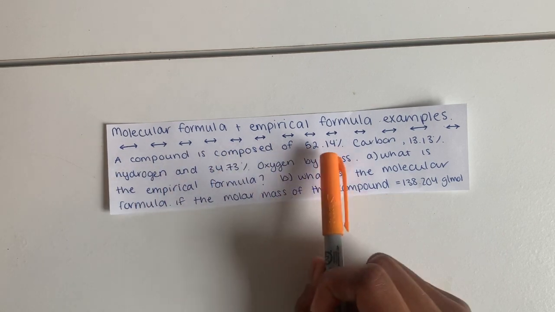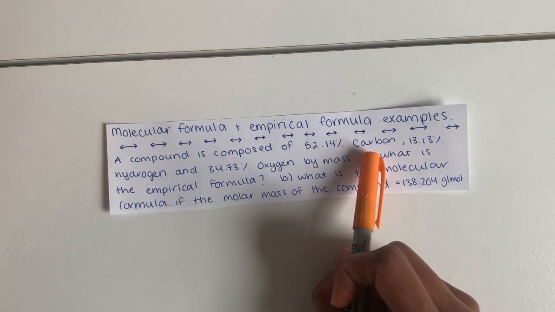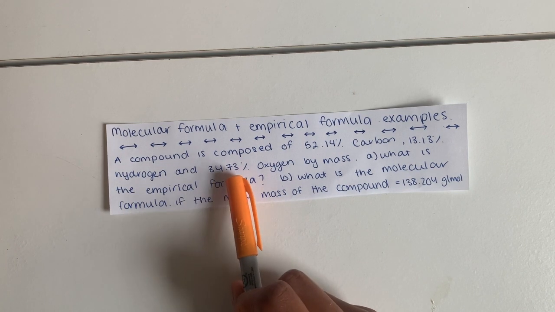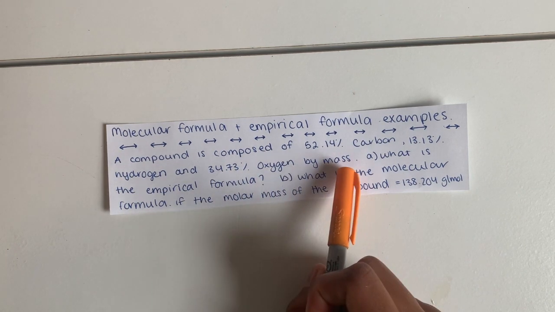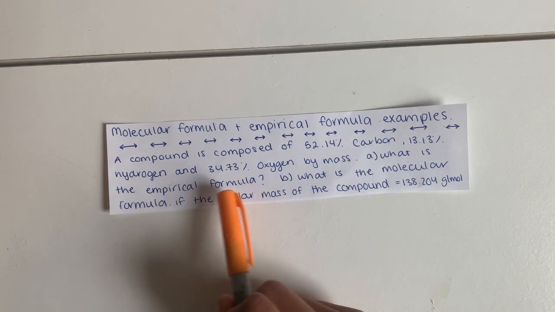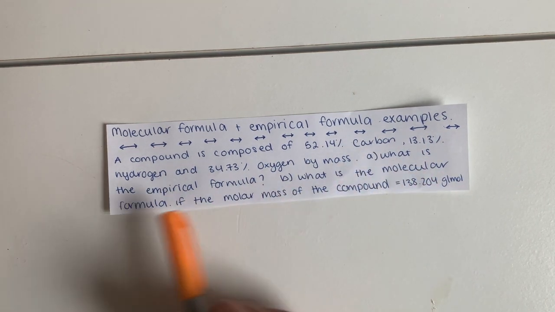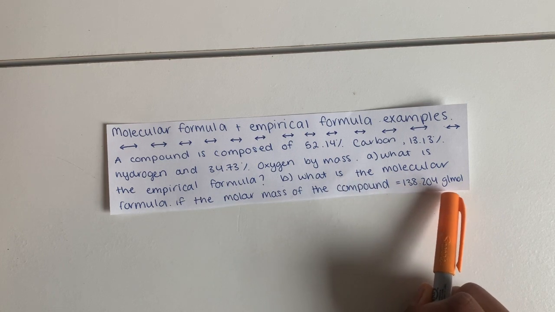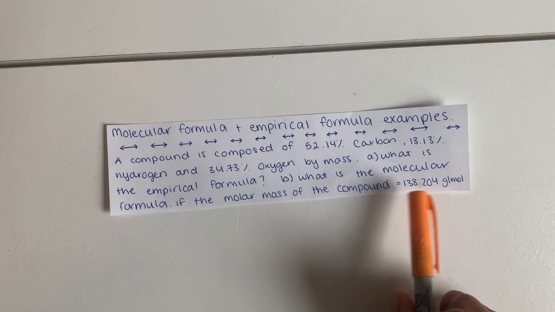A compound is composed of 52.14% carbon, 13.13% hydrogen, and 34.73% oxygen by mass. A. What is the empirical formula? B. What is the molecular formula if the molar mass of the compound is 138.204 grams per mole? Sounds easy. Let's try it.